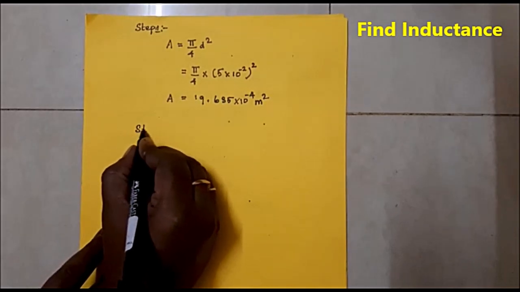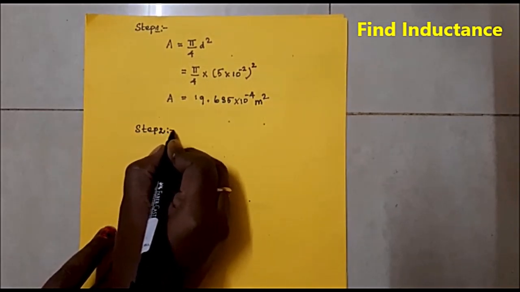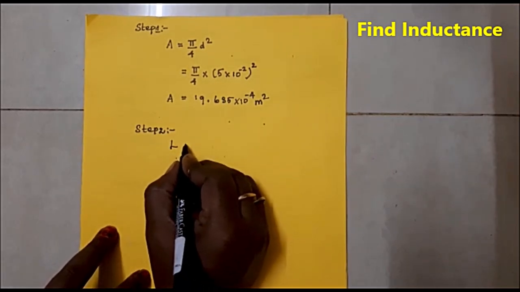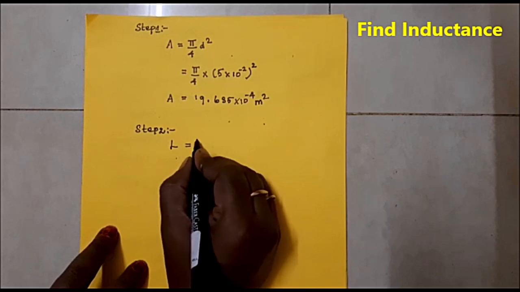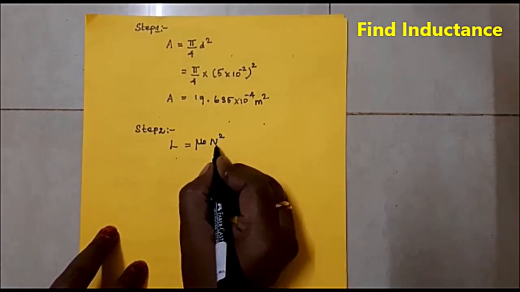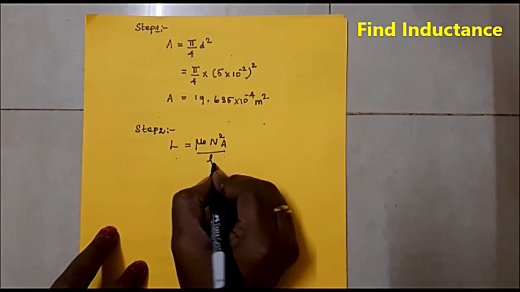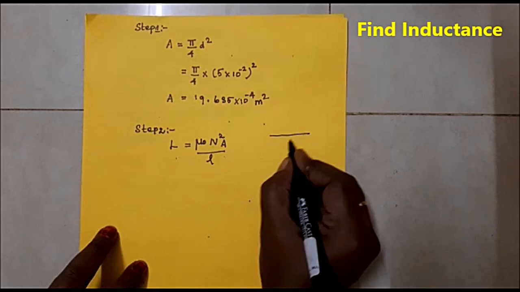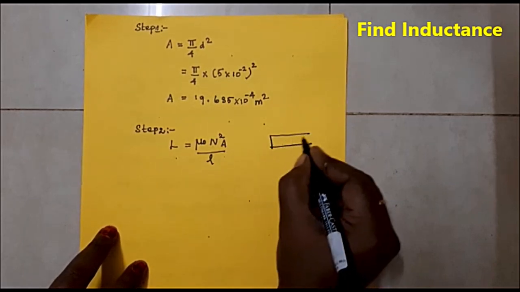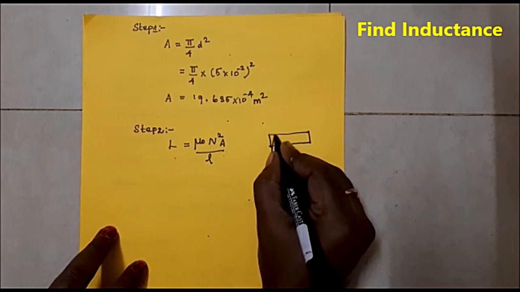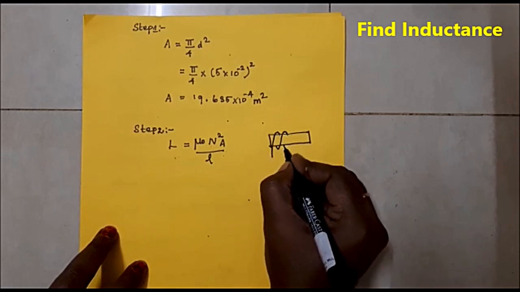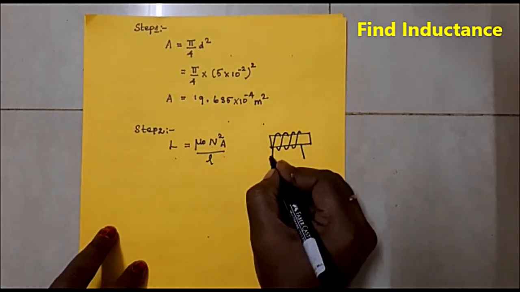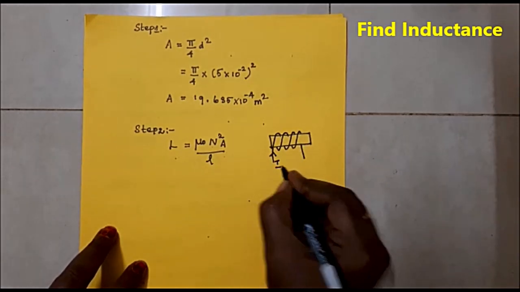Next, we are getting into step 2. In step 2, we are going to find the value of inductance, denoted by L, whose formula is L equals mu naught N square A divided by L, and this is the formula for the inductance of a solenoid. We all know this is the construction of a solenoid, and it consists of a conductor or winding or wire, having N number of turns through which the current I is flowing.